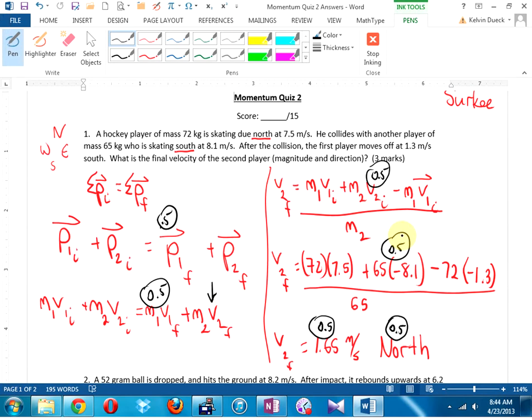Here's what I think happened. These two guys bumped into each other. This is a good hockey body check where both of them ended up bouncing backwards in opposite directions from the ones they came in. I've seen that happen before. I can visualize that. Let's keep going.